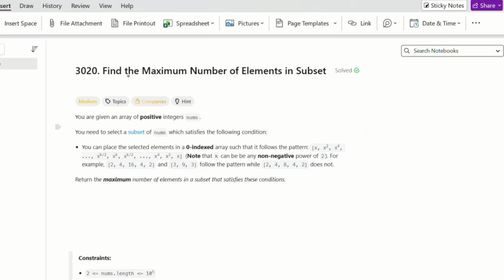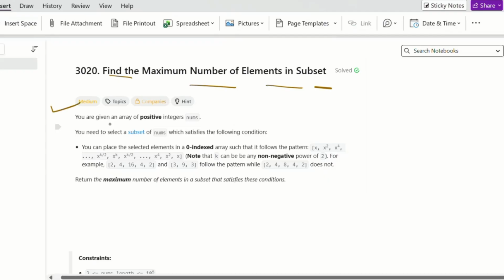Hi everyone. So today's problem of the day is find the maximum number of elements in a subset. And what is given in the description? You are given an array of positive integers nums, and you need to select a subset of nums which satisfies the following condition. And what is the condition?